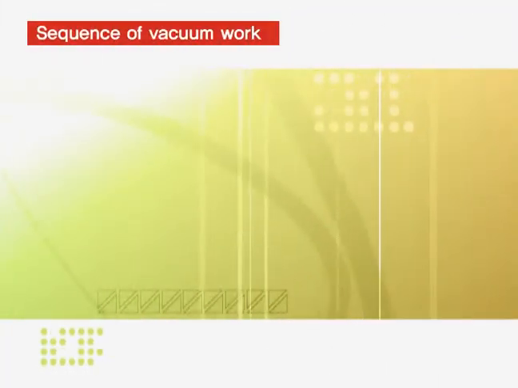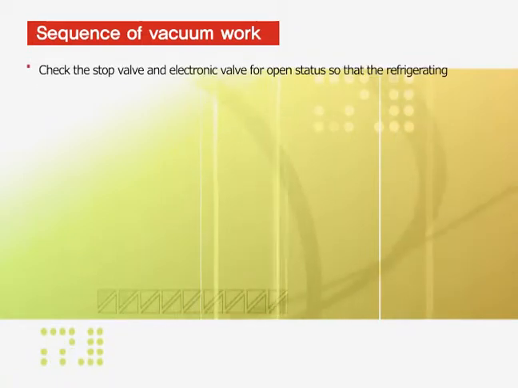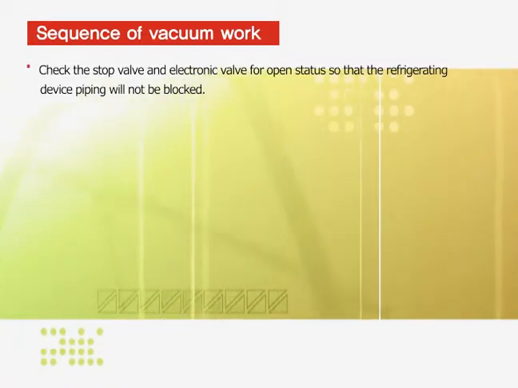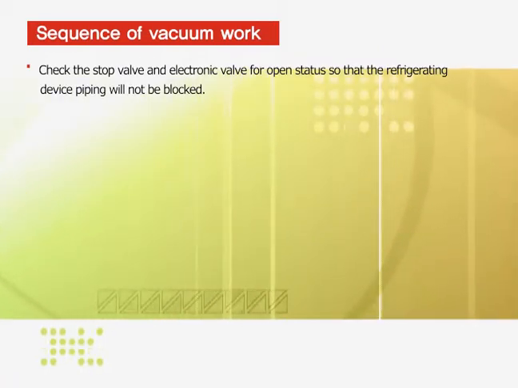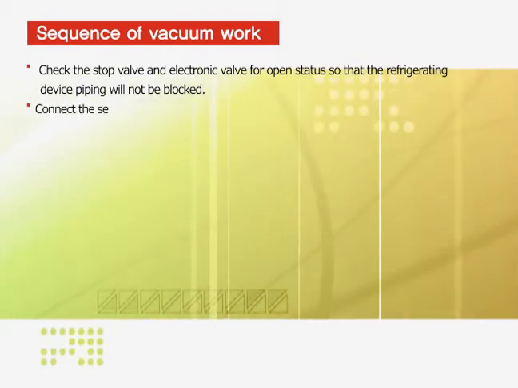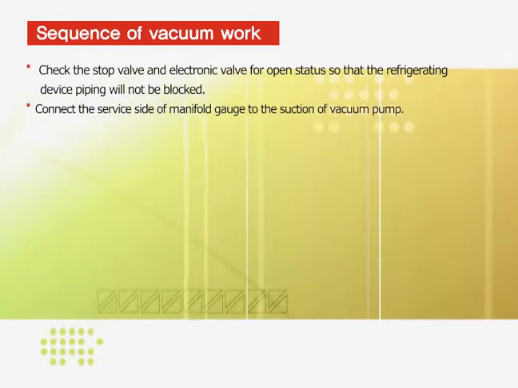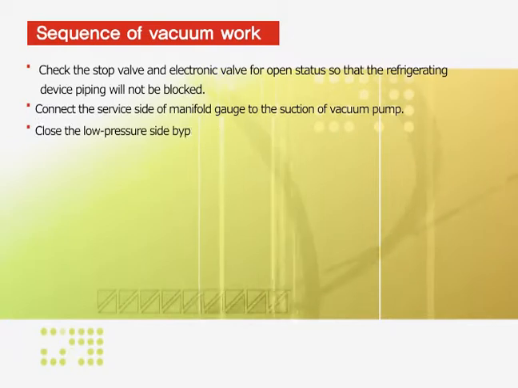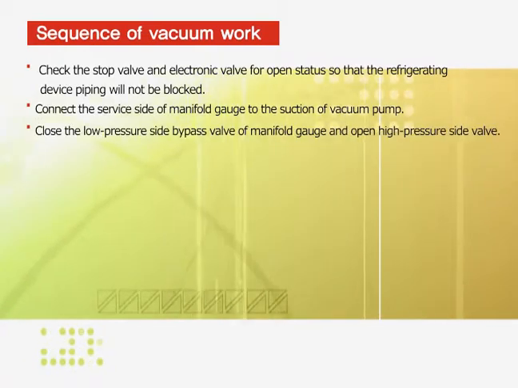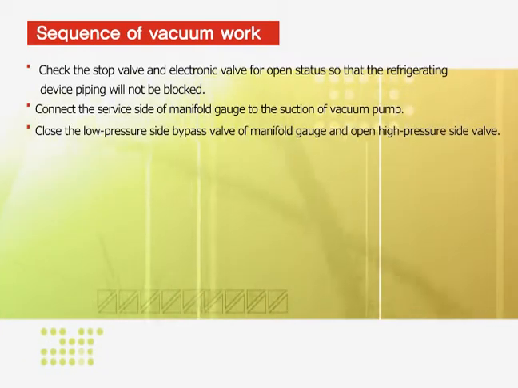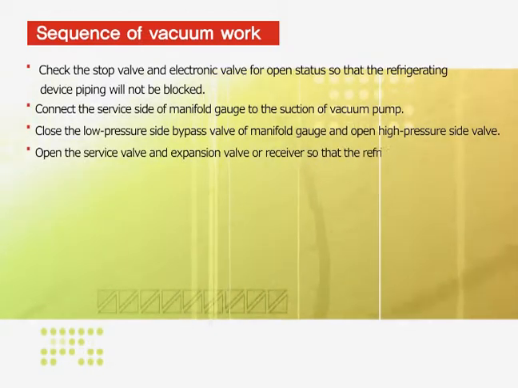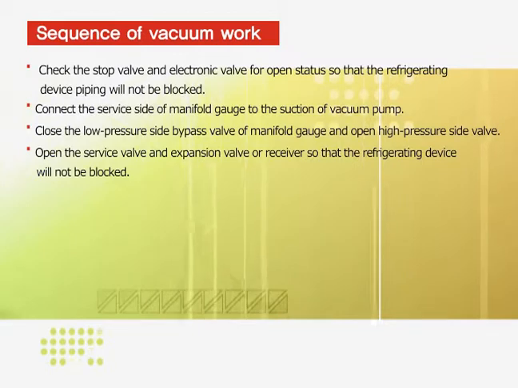Next is the sequence of vacuum work. Check the stop valve and electronic valve for open status so that the refrigerating device piping will not be blocked. Connect the service side of the manifold gauge to the suction of the vacuum pump. Close the low pressure side bypass valve of the manifold gauge and open the high pressure side valve. Open the service valve and expansion valve or receiver so that the refrigerating device will not be blocked.